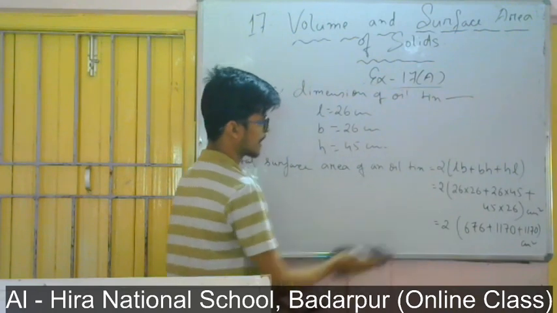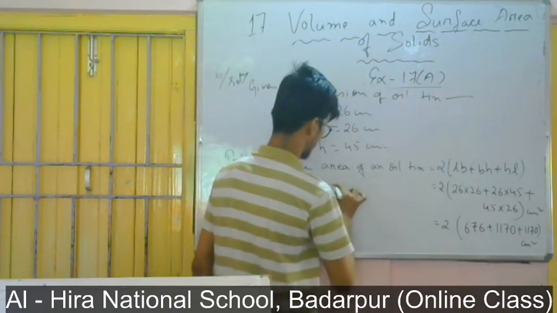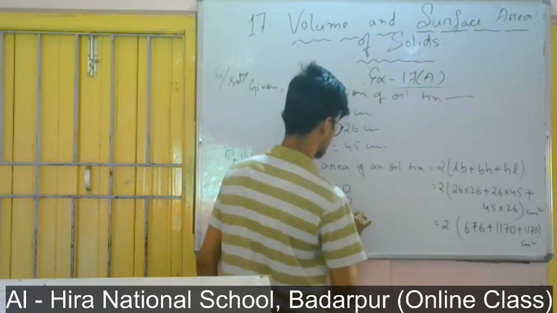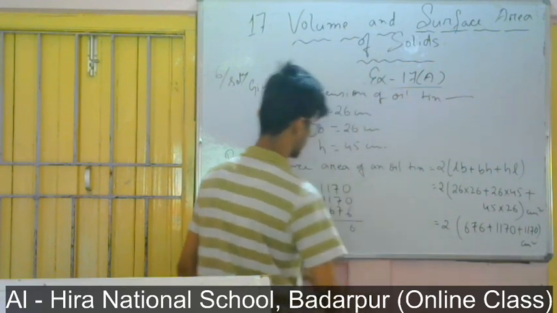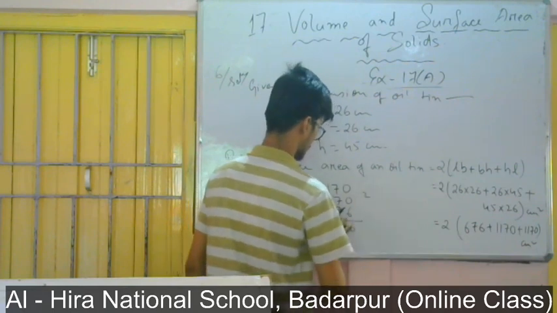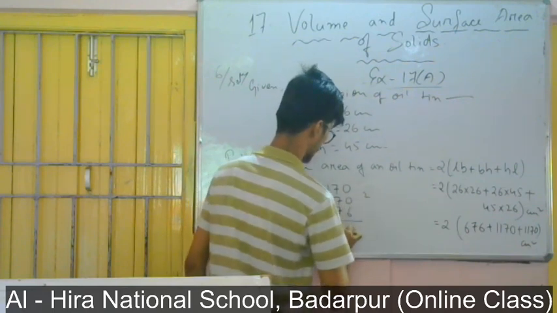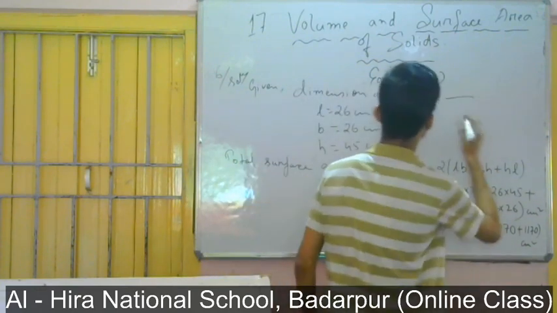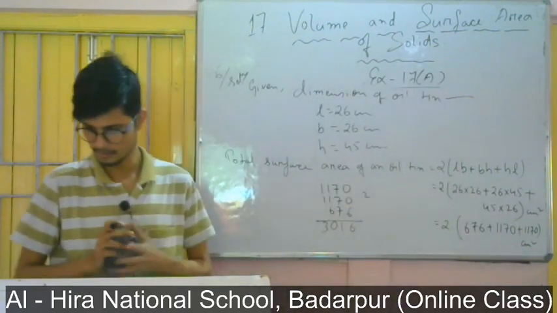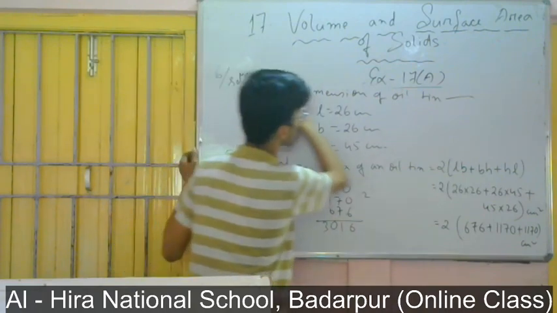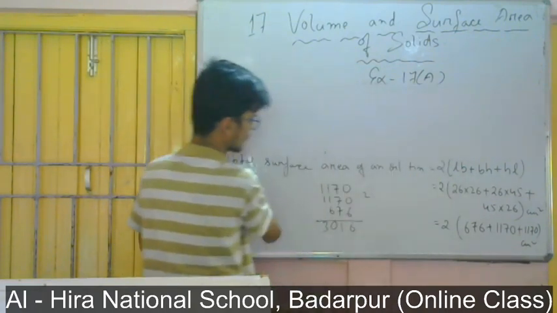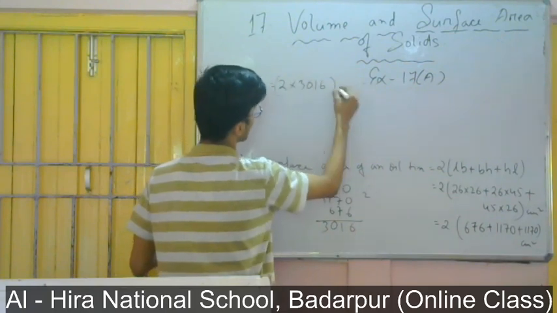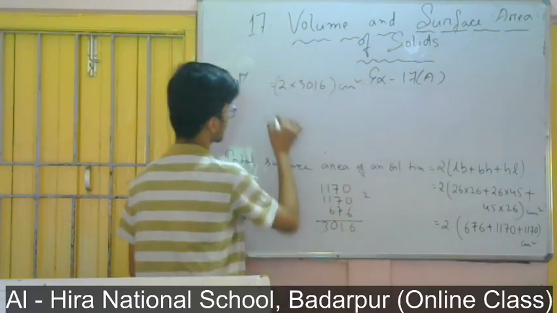So now I will simply add this. 1170, 1170, then 676. So the sum will be 3016. So 2 into 3016, the unit is centimeter square.